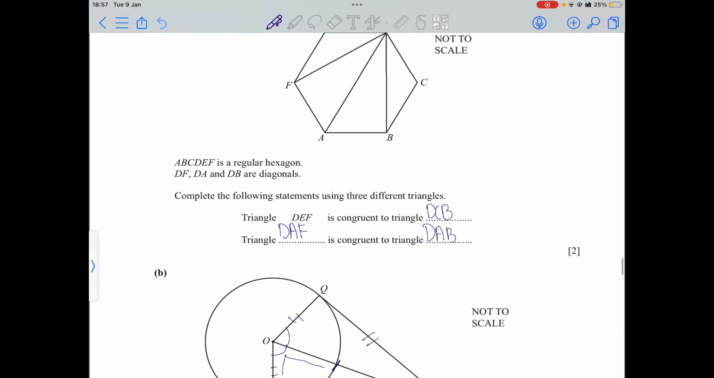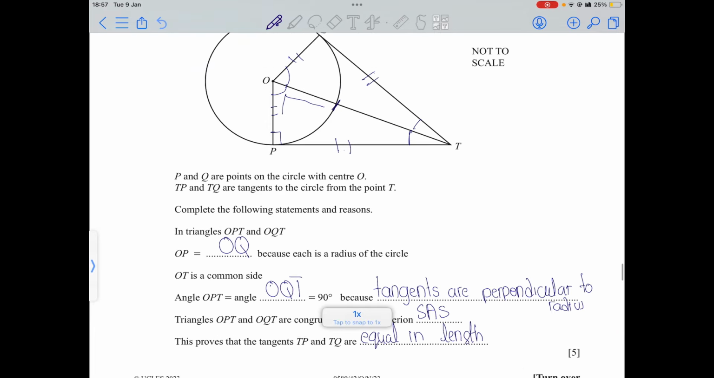Alright, let's move on to the next question. I hope this question is clear to you guys.